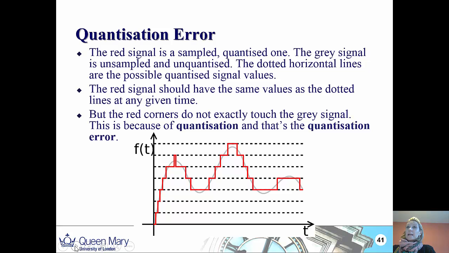But the red corners do not exactly touch the grey signal. This is the quantization error. Okay, so the red corners do not exactly touch the grey signal, and this is the error. So we're either rounding up or we're rounding down.